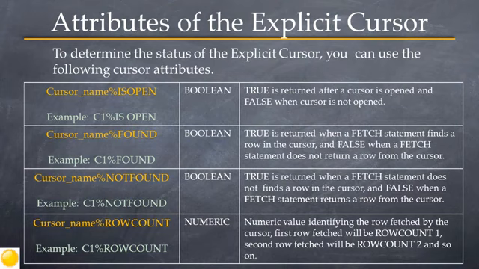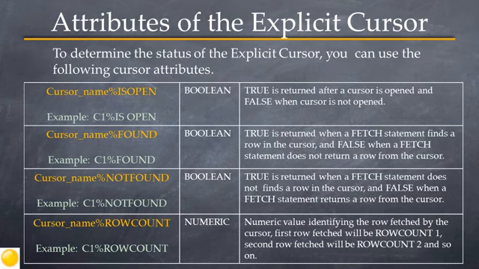We'll now go over the attributes of the explicit cursor. These attributes play an important role in identifying the status of an explicit cursor. There are four important attributes: %ISOPEN, %FOUND, %NOTFOUND, and %ROWCOUNT. The syntax is cursor name followed by the attribute, so that the attribute %FOUND for a cursor called C1 would be C1%FOUND.